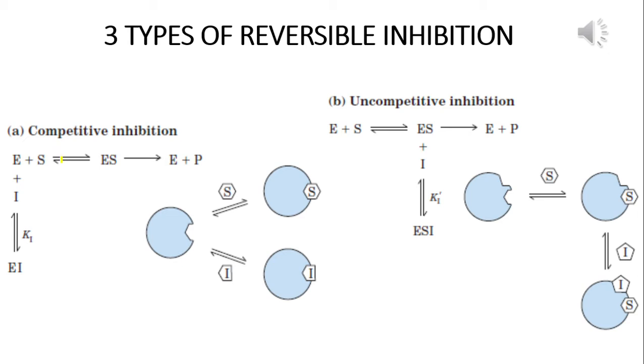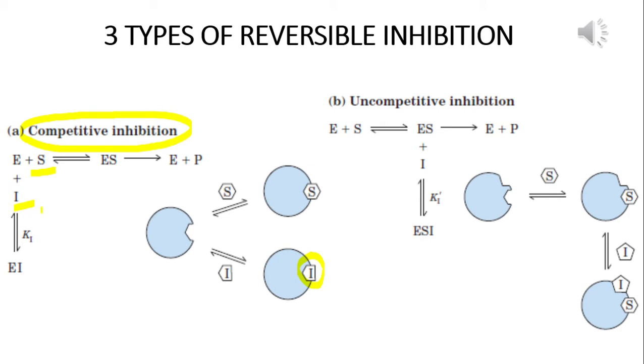And how do we recognize them? It is very simple. We look where the inhibitor is binding and what type of complex is formed. Look at this slide. Competitive inhibition. The inhibitor is binding at the active site of the enzyme where the substrate is supposed to bind. So in competitive inhibition, either the substrate is binding to the active site or the inhibitor is binding.